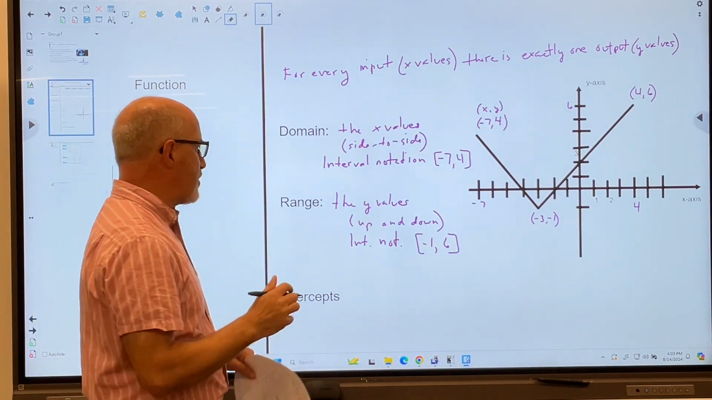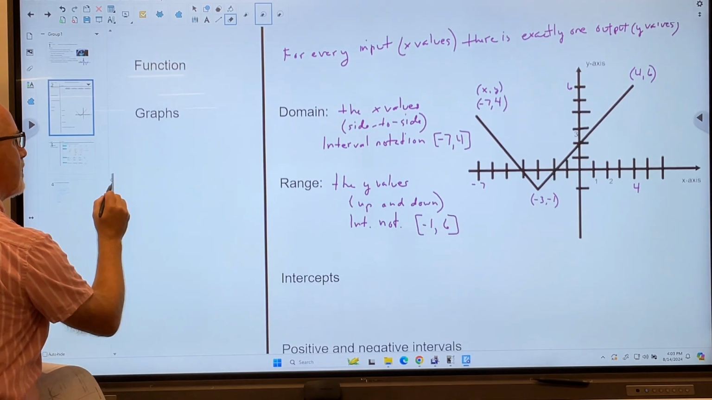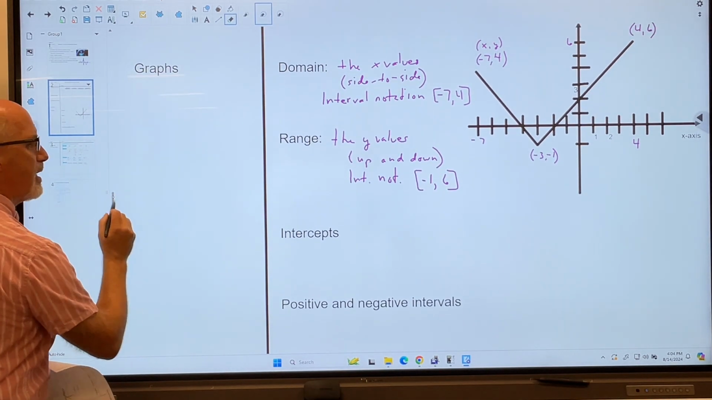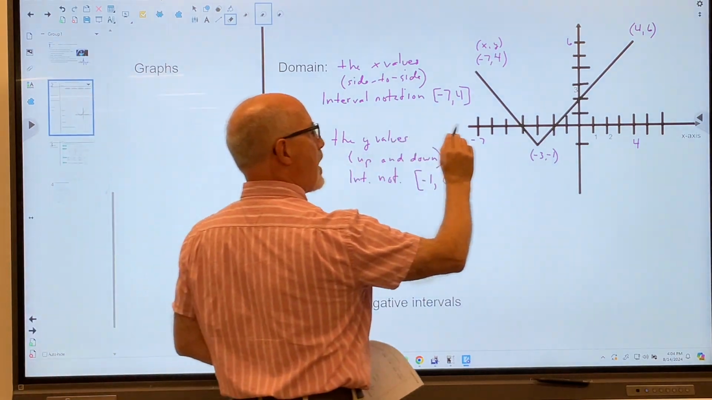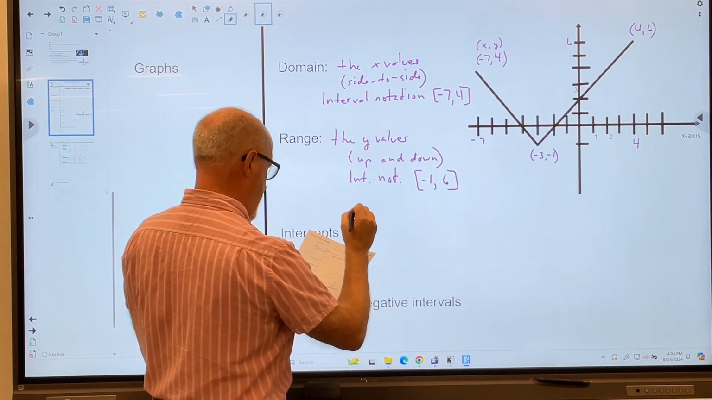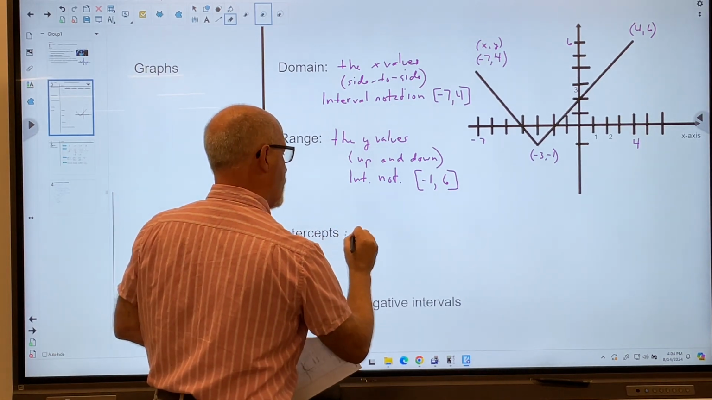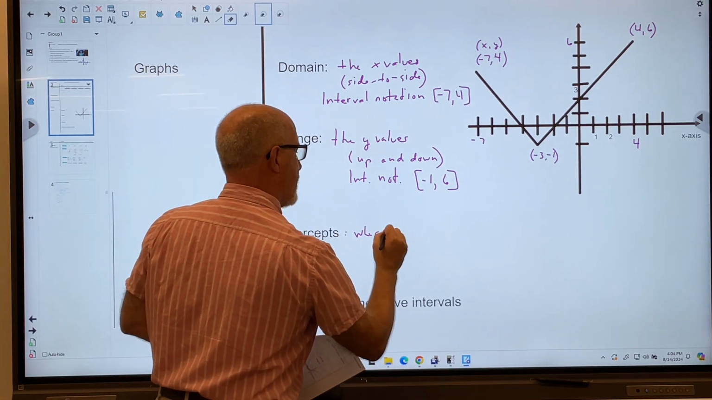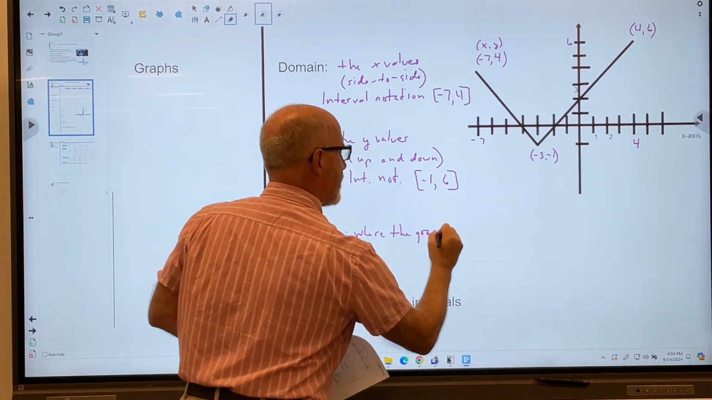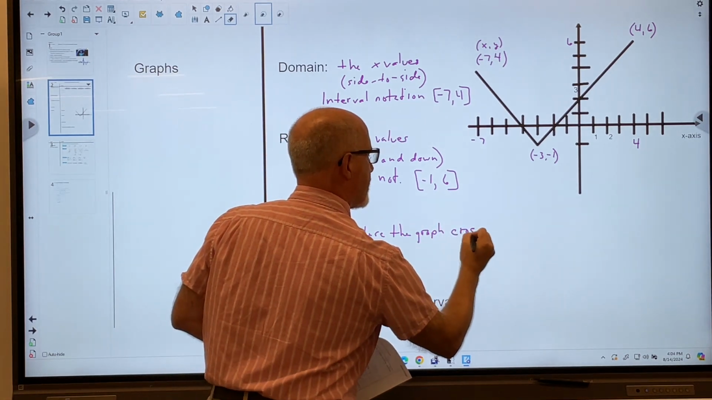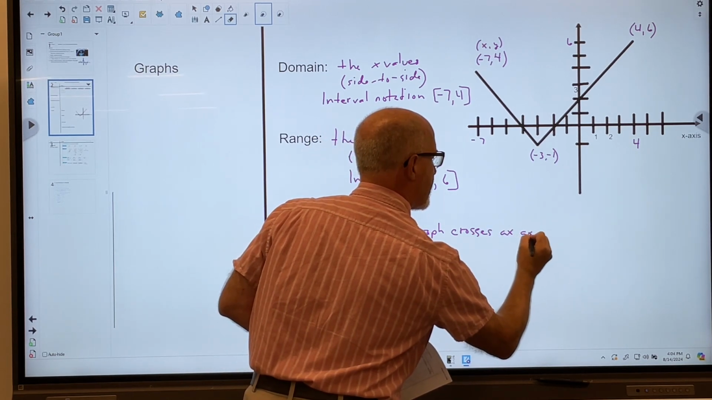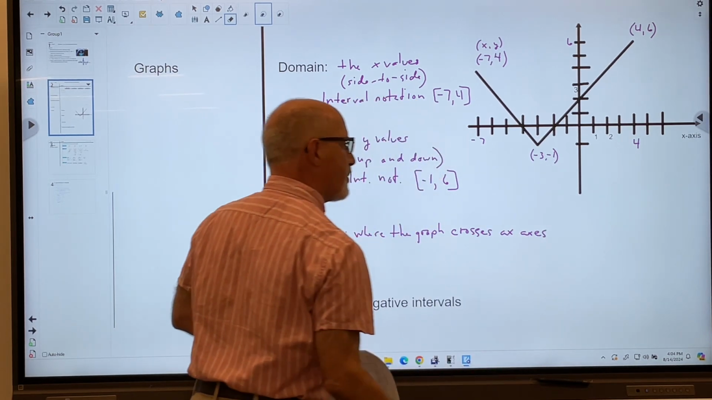All right, intercepts. Let's talk about these now. Let's go a little bit higher here. My intercepts, this intercept means where the graph crosses an axis.